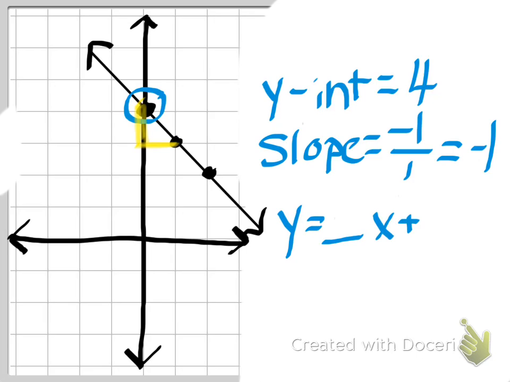Now I plug into my equation, y equals blank x plus blank. My slope was negative 1, so I just need a negative sign, and my y-intercept was 4. So my equation reads y equals negative x plus 4.